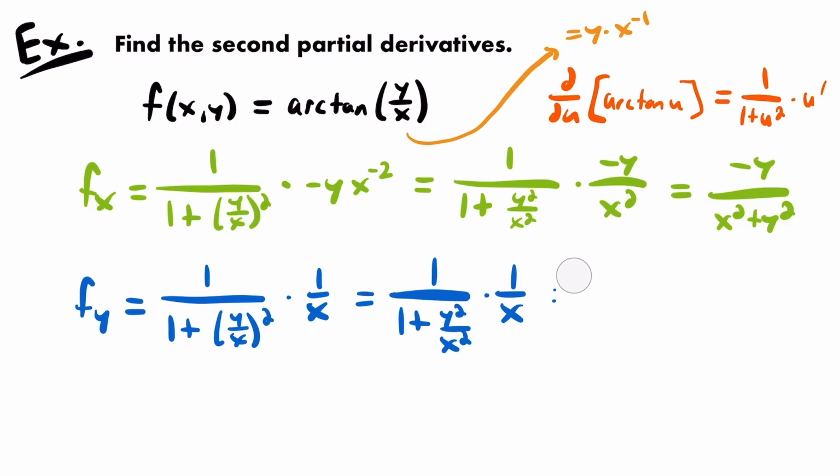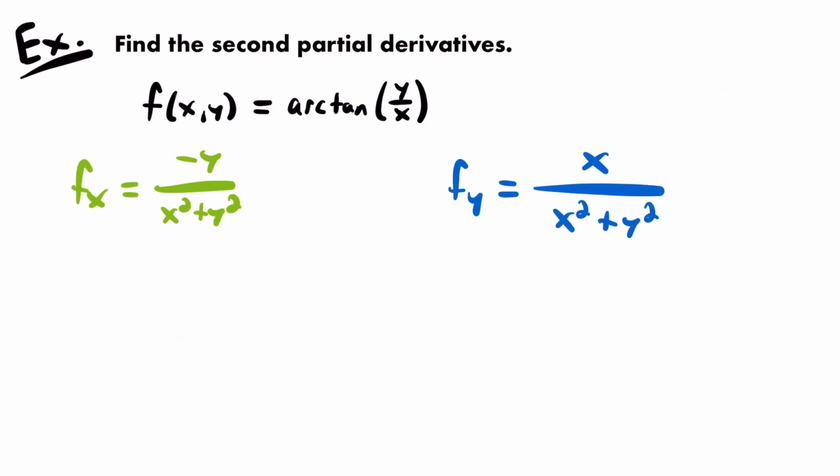So, rewriting this, I'm just going to add on that form of 1 right here, and then we'll rewrite the function as x divided by x squared plus y squared. And that right there would be fy, the first partial derivative with respect to y of this function. Okay, so now we do have our first partial derivatives for this function. Now let's use them to find the second partial derivatives.